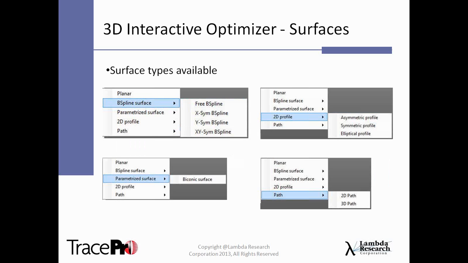Going a little bit further into those drop-downs or menus, the options for a B-spline surface are a free B-spline, a B-spline that's symmetric across the x-axis, a B-spline that's symmetric across the y-axis, and a B-spline that's symmetric across the x and y-axes. We can also do a biconic surface under the parameterized surface. The 2D profile allows us to do an asymmetric profile, a symmetric profile, or an elliptical profile. And then lastly, our path can either be a 2D path or a three-dimensional path.